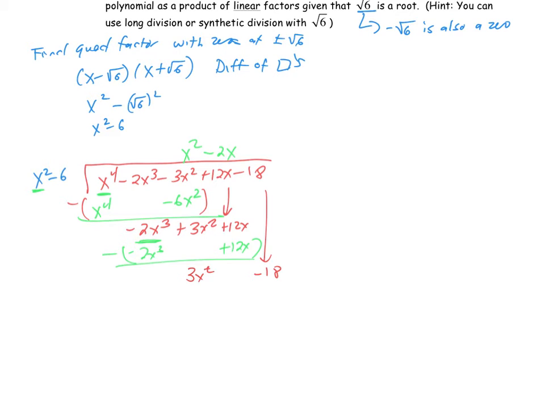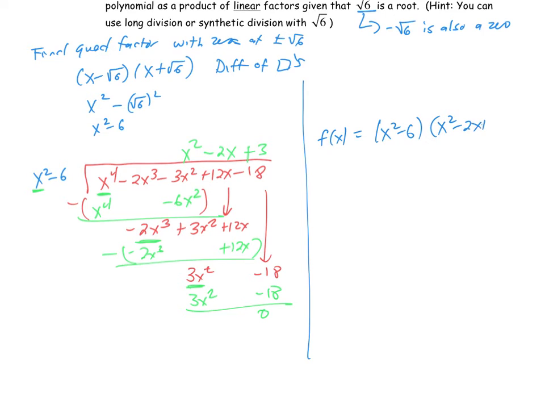And the last thing we want to know is how many times does x squared go into 3x squared? That's 3 times. So I'm going to put plus 3 up by my quotient. And now I'm going to multiply. 3 times x squared is 3x squared. Negative 6 times positive 3 is negative 18. And now we get a remainder of 0, which is what we should, because we knew that x squared minus 6 is a factor. So from here, we can write that f of x is the product of x squared minus 6 times x squared minus 2x plus 3.